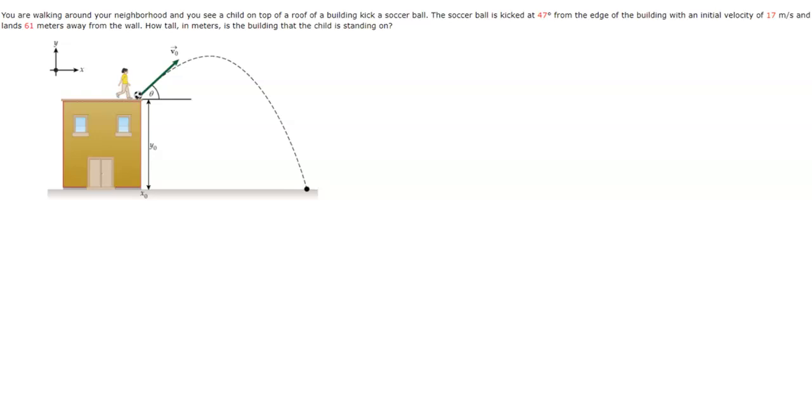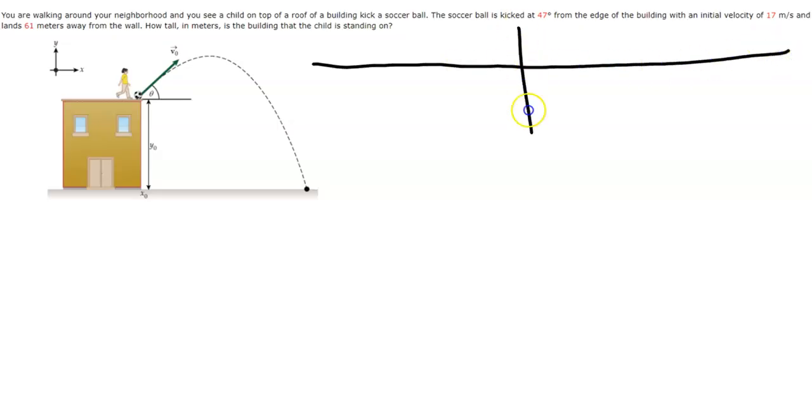Alright, so let's take on the situation here where the child is kicking the soccer ball off of the roof, and I'm going to say that this is a very gifted child, because 61 meters is quite a kick. But anyways, let's go through this. Frequently it's helpful with these problems to divide things up, and we'll do a horizontal direction and a vertical direction just to keep things separated out.